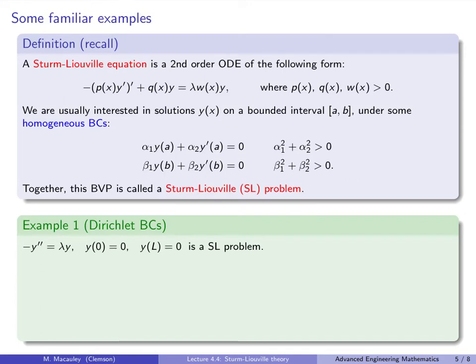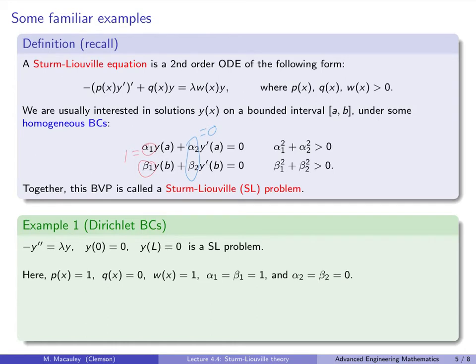Okay, so here's the first example. This is when we have Dirichlet boundary conditions on a very simple ODE, negative y double prime equals lambda y, and y of 0 equals 0, and y of L equals 0. This is a Sturm-Liouville problem. And this is easy to see by looking at the definition that this ODE is what you get when p of x equals 1, q of x equals 0, and the weighting function w of x equals 1. And the boundary conditions, these arise when alpha 1 and beta 1 are both equal to 1, and alpha 2 and beta 2 are both equal to 0. That's why these are called type 1 boundary conditions, alternatively, because the alpha and beta 1s are non-zero.